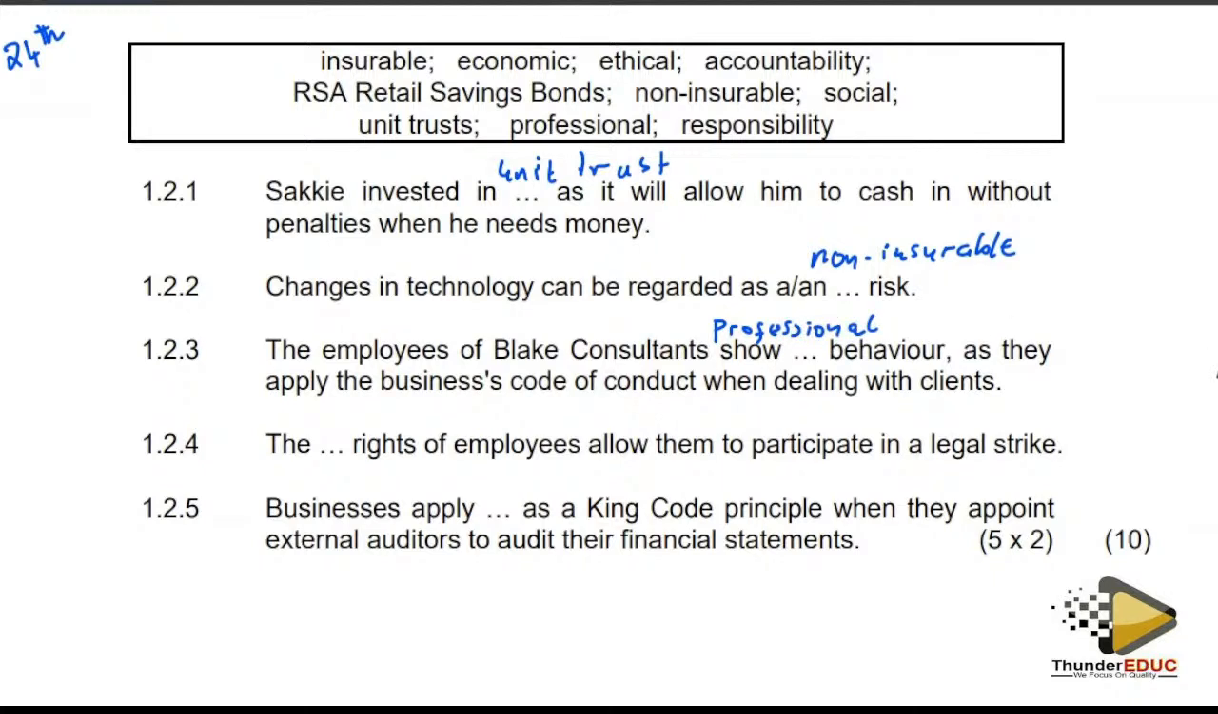Okay, right. So now moving on to the next question. Next question is as follows. The dash rights of employees allow them to participate in a legal strike. So the appropriate answer here is economic.